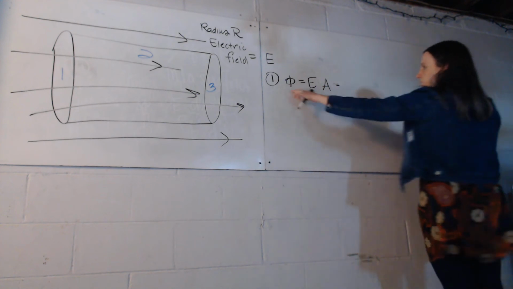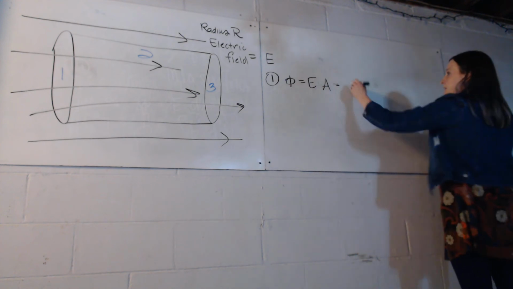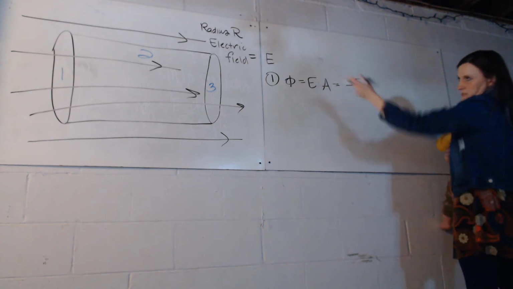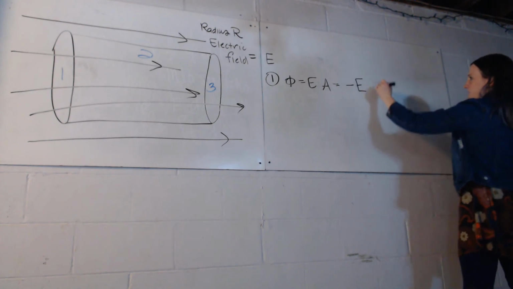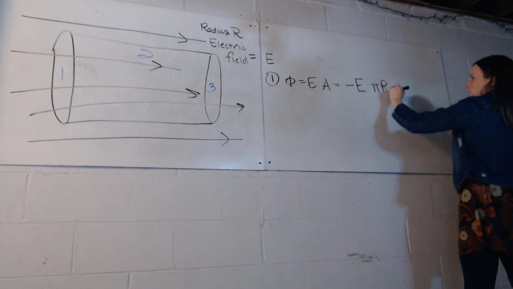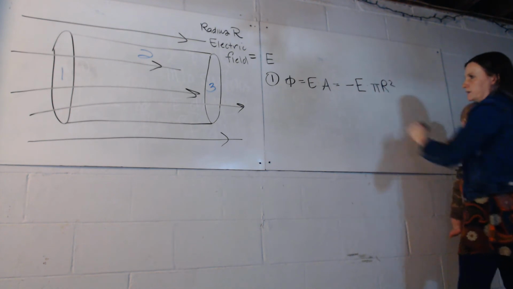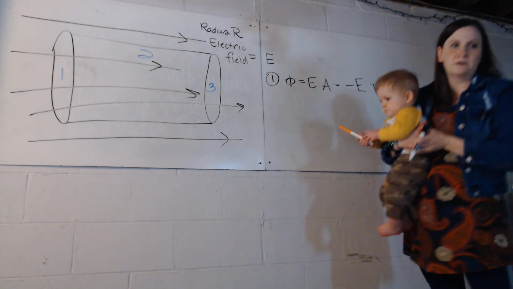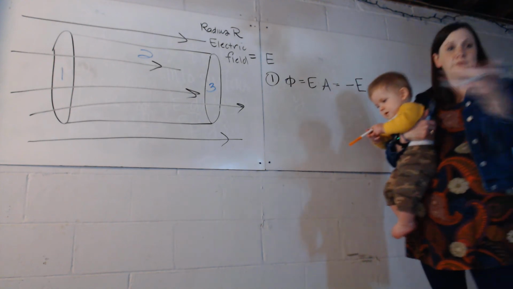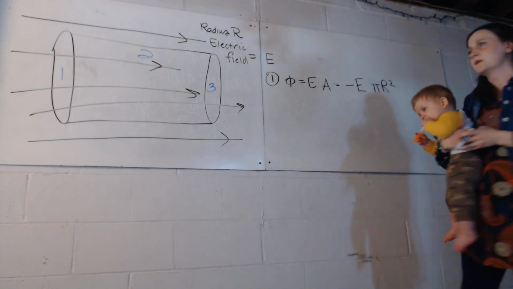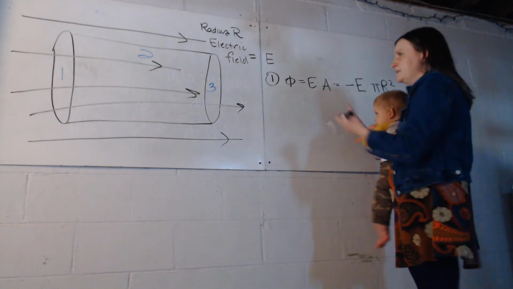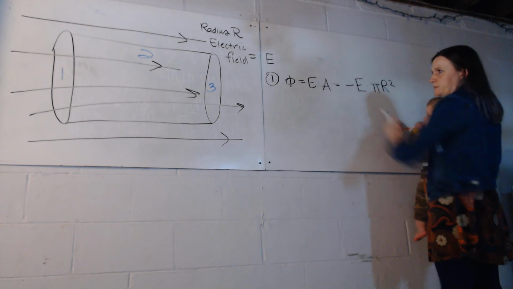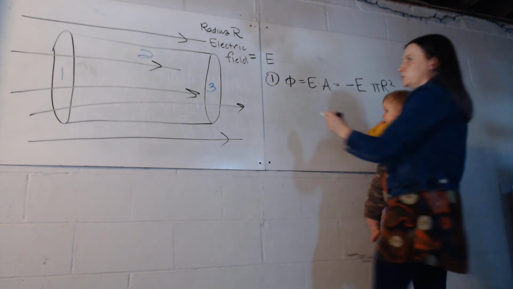So we say that the flux into surface 1 is equal to negative, because it's in, the electric field, which they just say is E, times the area, which is pi r squared. So that is the flux running into surface 1. Negative E pi r squared. And if they gave me numbers for those things, I could get an actual value. And the unit is newtons per coulomb times meters squared. I didn't really get into the units there. Surface 2.